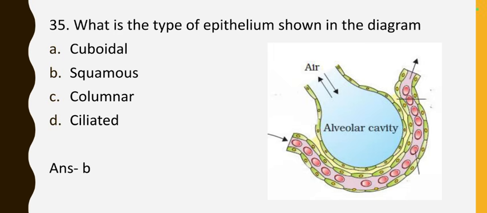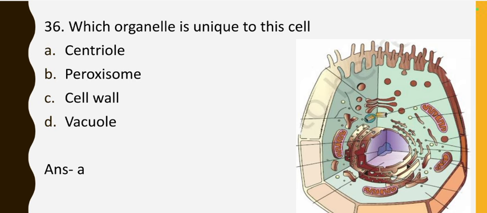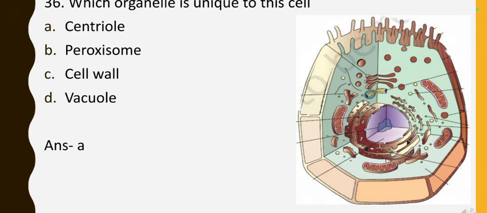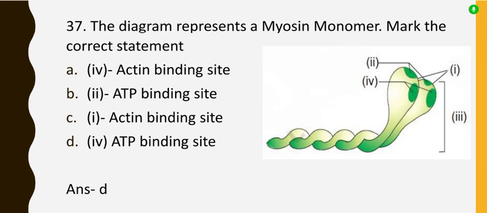What is the type of epithelium shown in the diagram? The type of epithelium is squamous. Which organelle is unique to this cell? So this is animal cell, it is centriole. The diagram represents myosin monomer.